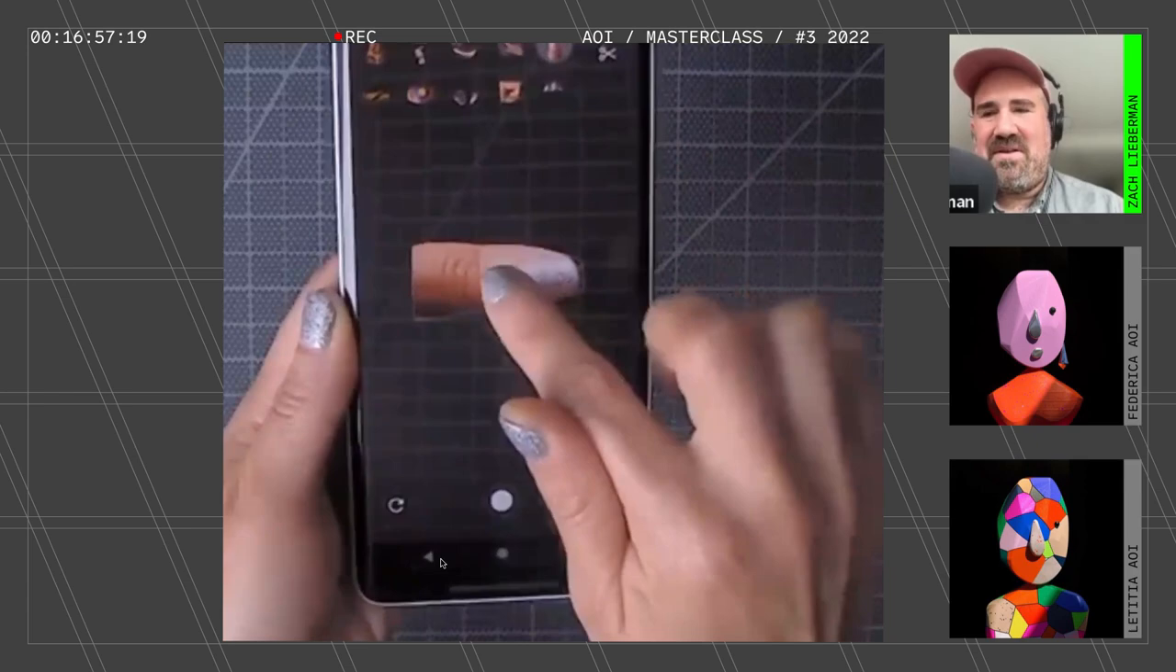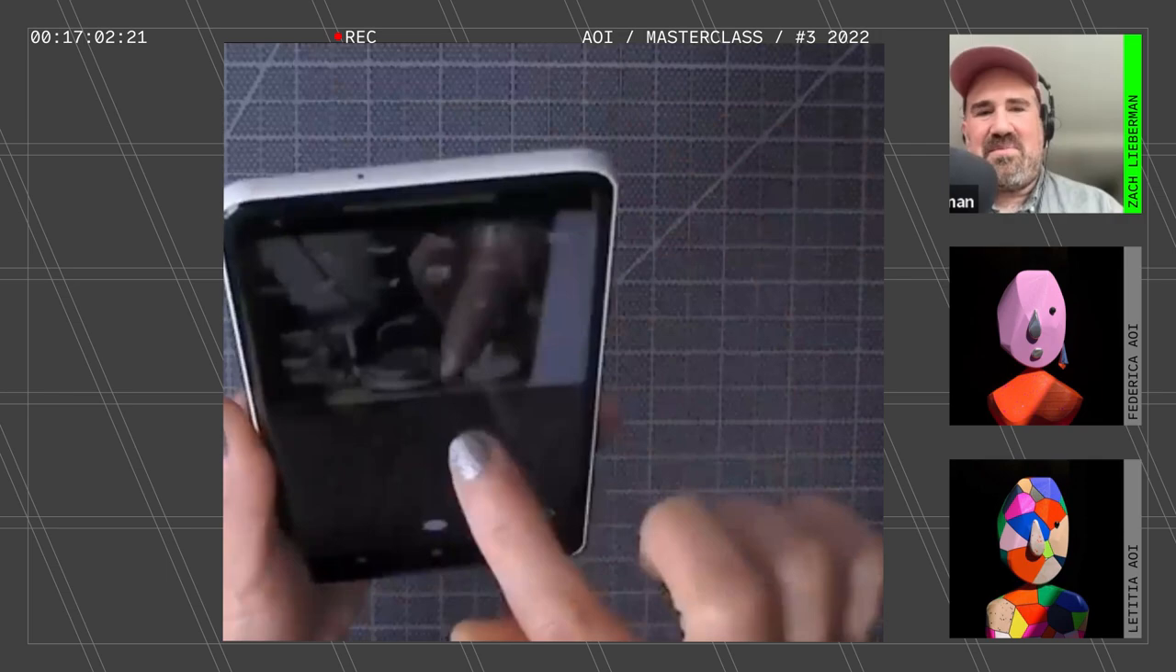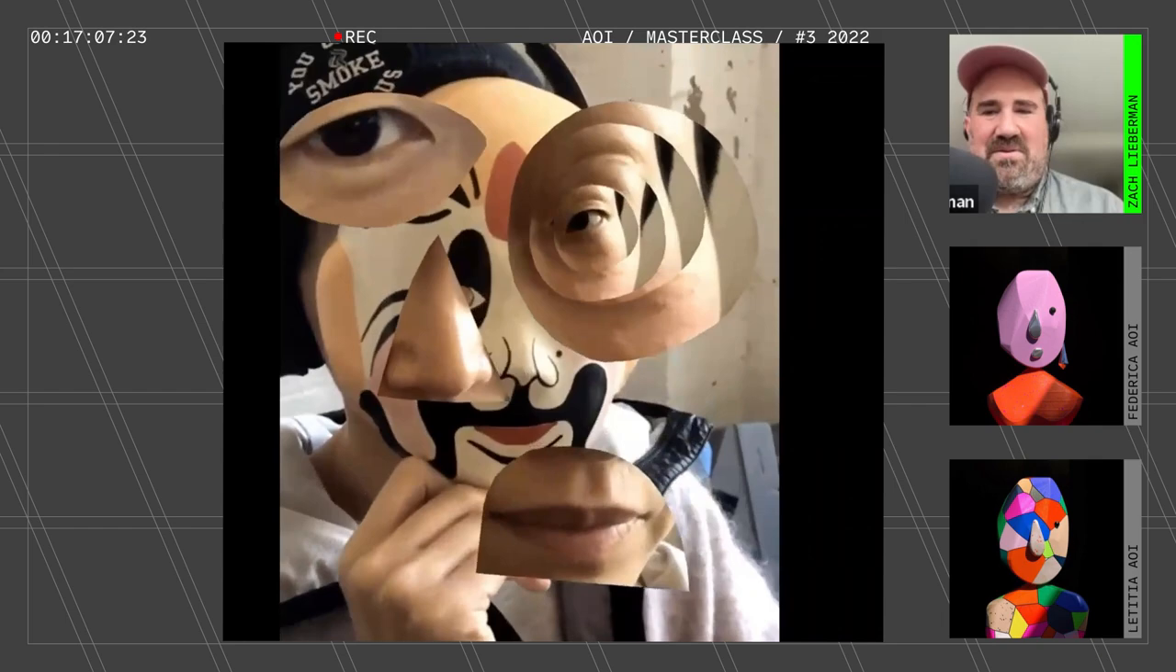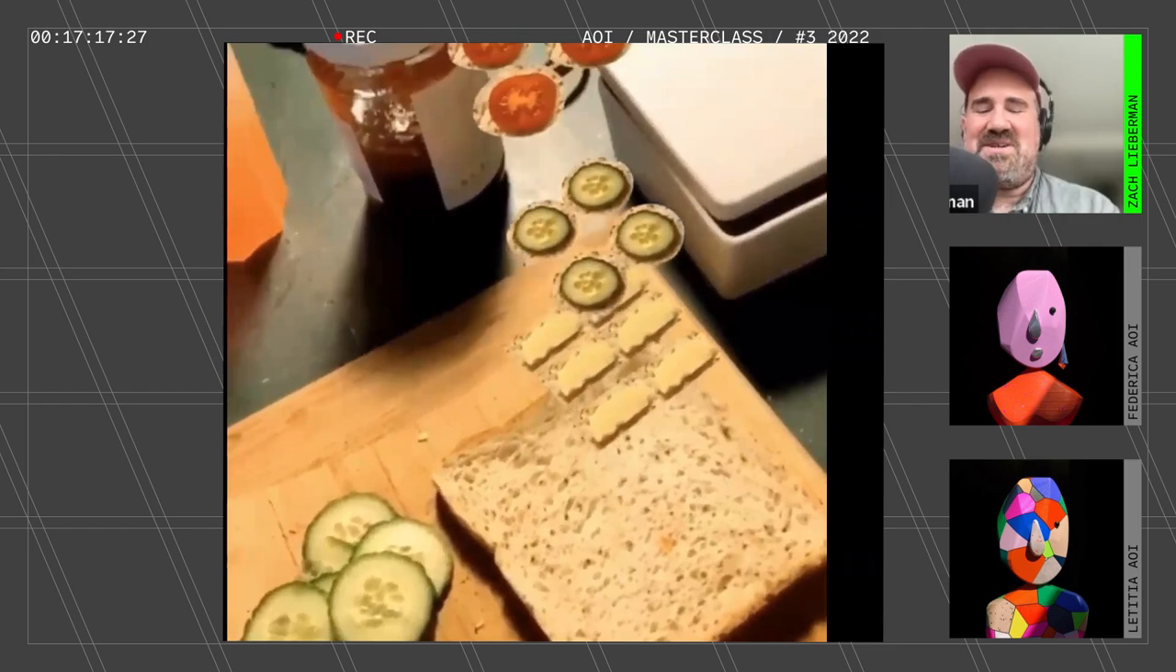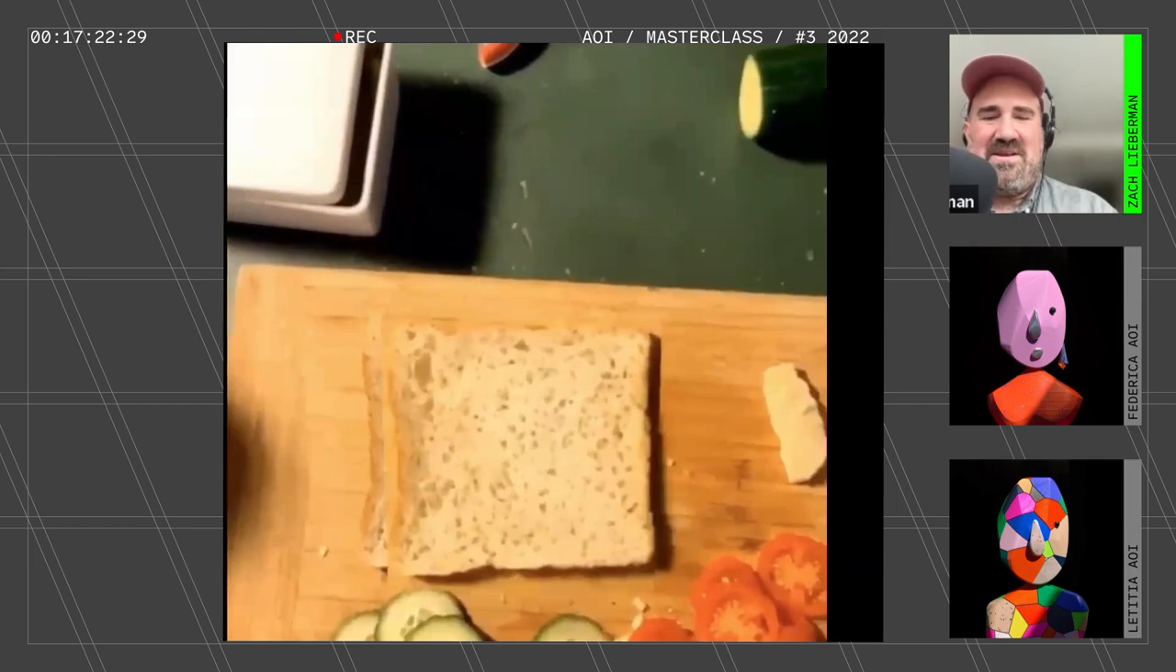This is a tool for collage where you can take photographs from the world and then put them back into the world. So almost making, like, this is what we do all day, make weird portraits, make weird experiments. But I love making tools. Here, somebody took that tool and they made a three-dimensional sandwich. So they took photographs of all the elements of a sandwich and then using this AR tool, put it back in 3D.